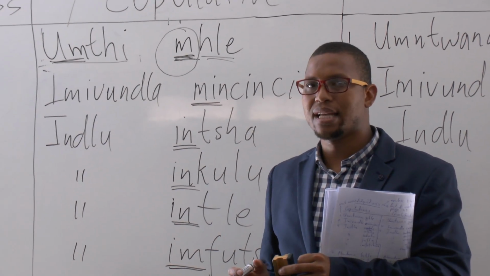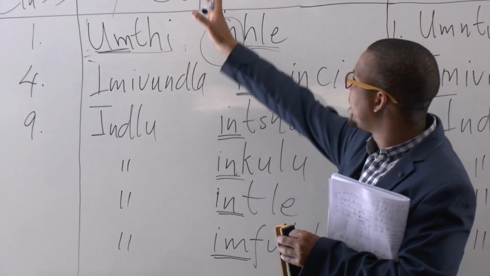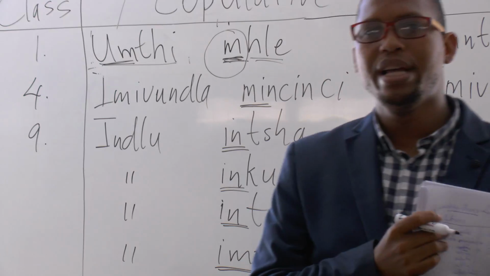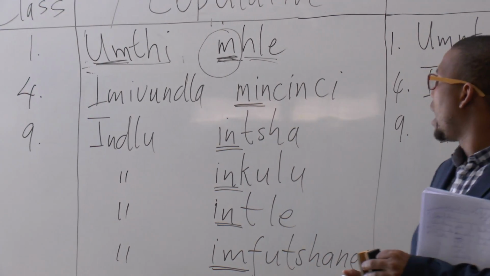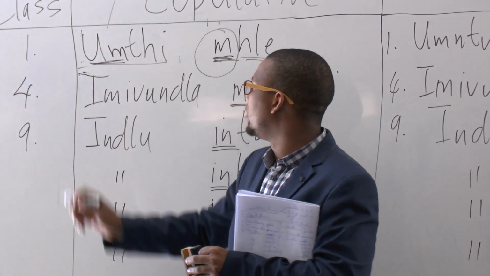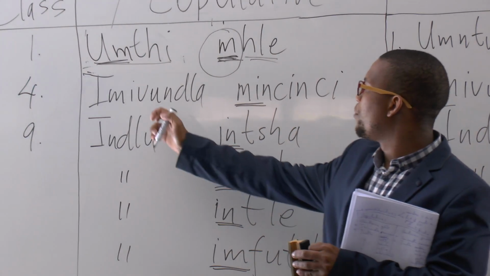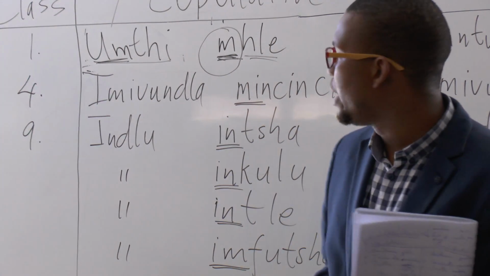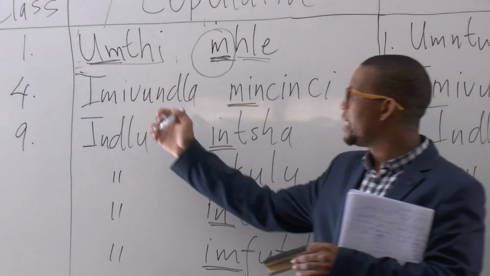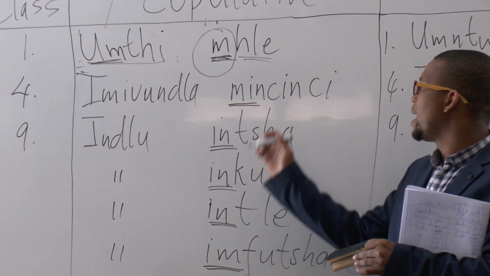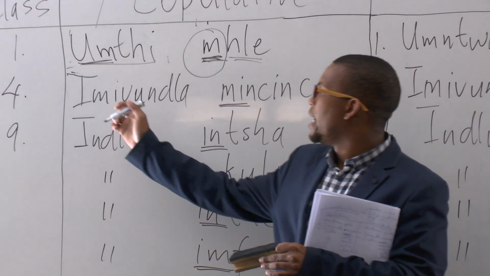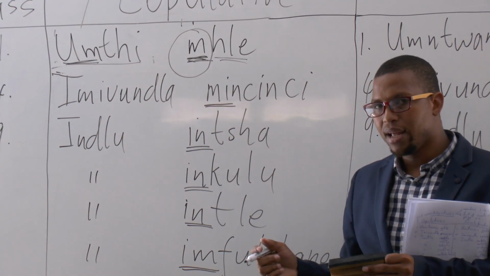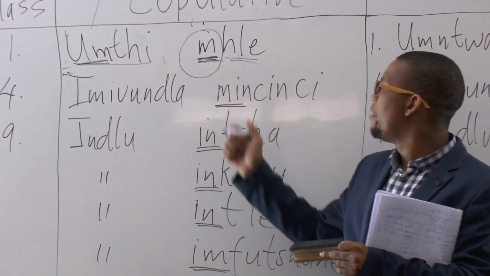Okay, moving right along. Let's go to class 4. We are still doing adjectives as copulatives. Remember, class 4 is also a weak noun. In the case of class 4, we have imivundla. The example given here is imivundla mincane. The rabbits are small, or the rabbits are few.